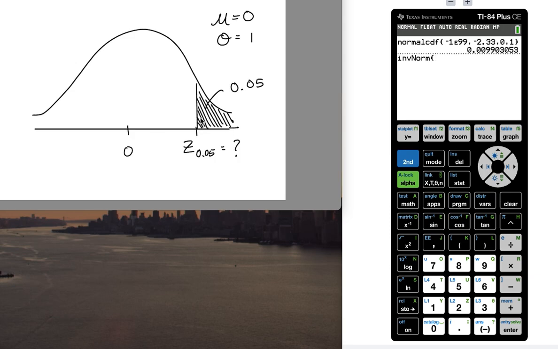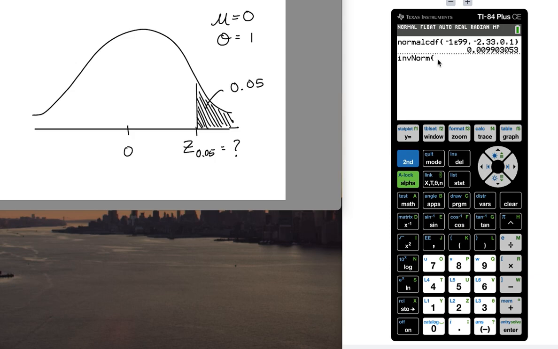So the function that you would use on your calculator to find this unknown value is inverse norm. So again, to get to inverse norm, you would press the second button, vars, which will get you to your distributions, and then you're going to choose inverse norm. If you have an older version of the graphing calculator, again, it will not tell you what to type in, but I will tell you what to type in.